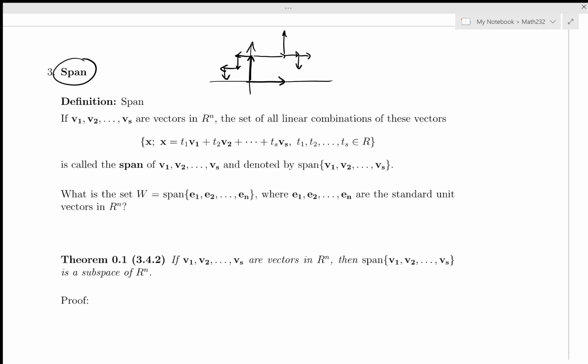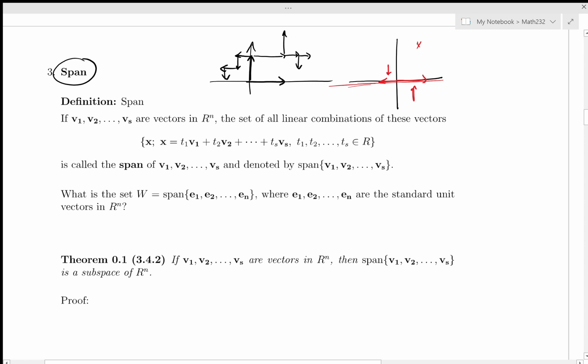For example, if I was given this vector here and then this vector here, and I asked where can I go, I would only be able to stay along here. I wouldn't be able to escape out and get here by moving only in scalar multiples of this vector and scalar multiples of this vector and adding those things together.